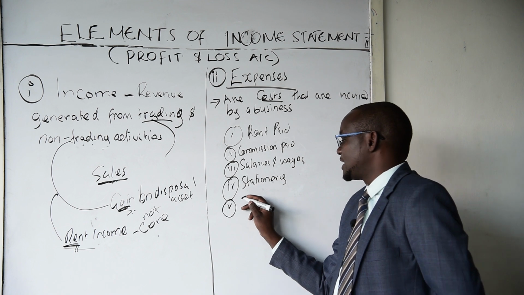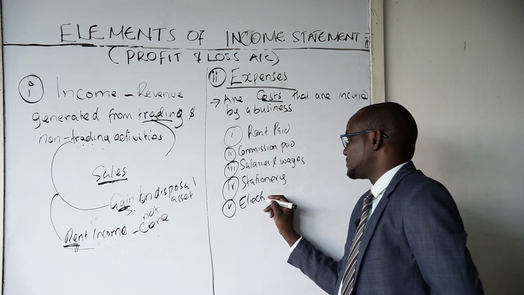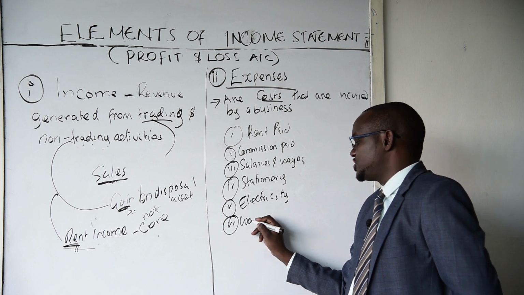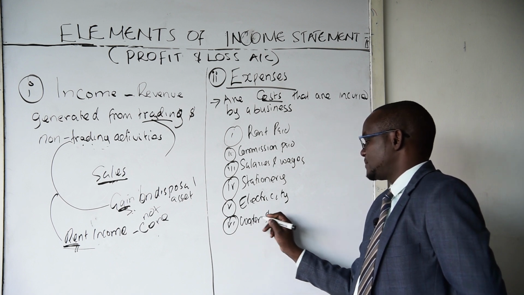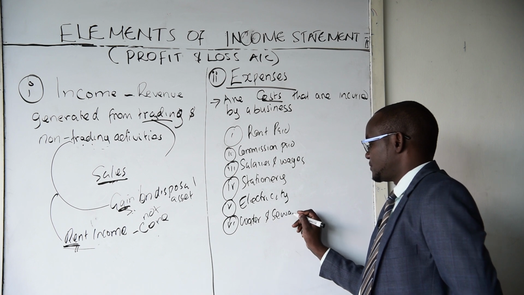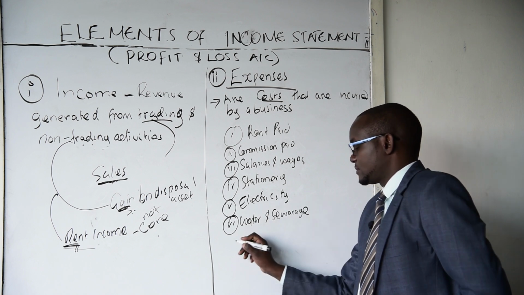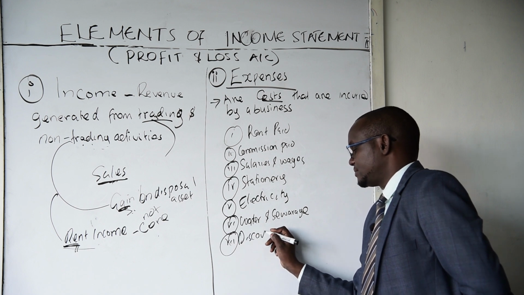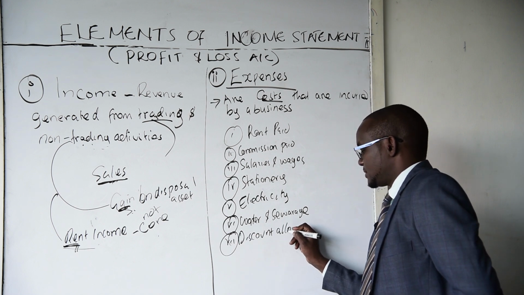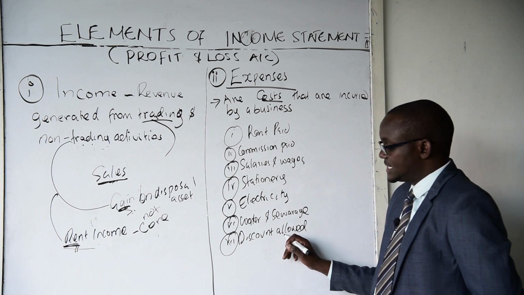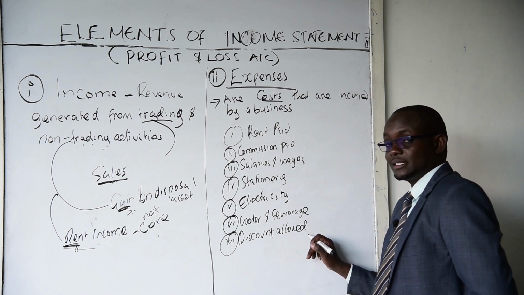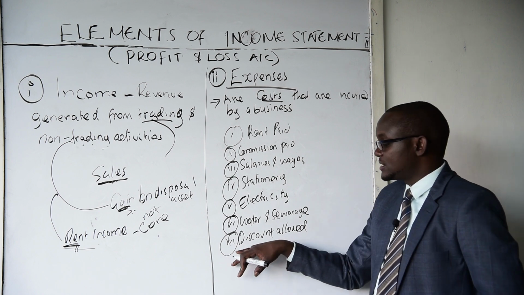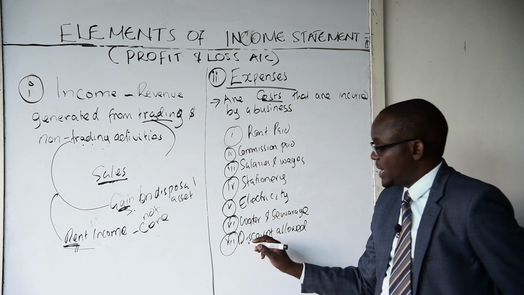Here we have electricity bills. Here we have what we call water and sewerage. We also have discount allowed. Discount allowed is the discount you allow to your customers. That is an expense. When you give customers discount, it is counted as an expense.